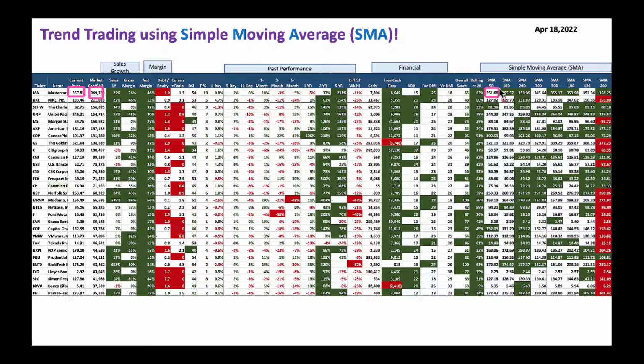Then look here, we got 10-day SMA. 10-day SMA is 355 and 20-day SMA is 353. Again, trending up here. If you look at 10-day versus 20-day, 10-day is higher. And then you got 50-day, which is higher than 100-day moving average. That tells you this is an uptrending stock here. And then look at the 200-day moving average. It's above the current stock price of 357.